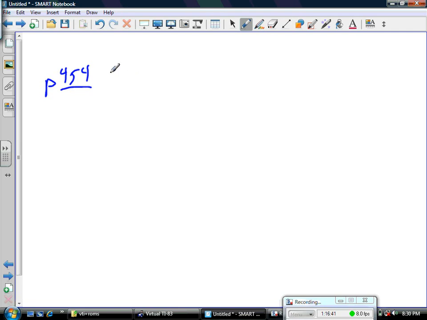Let's say number 2, which says the series, as n goes from 1 to infinity, of n over n squared plus 1. Can we use an integral test here?